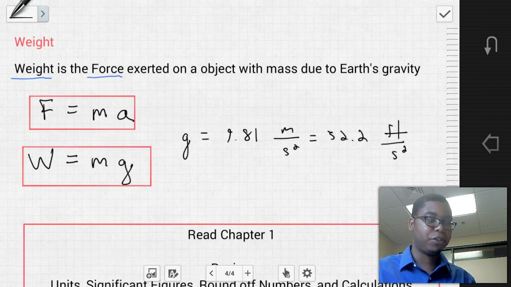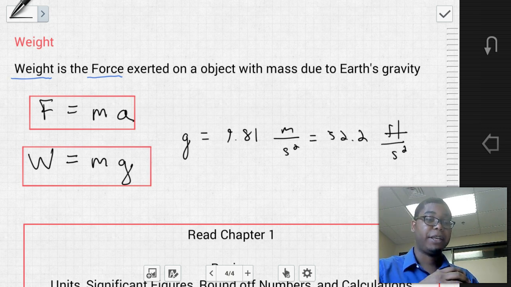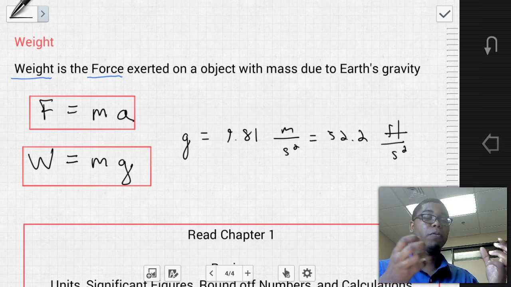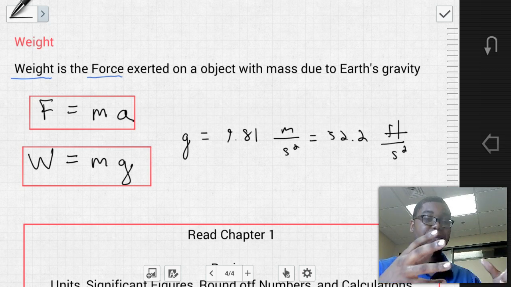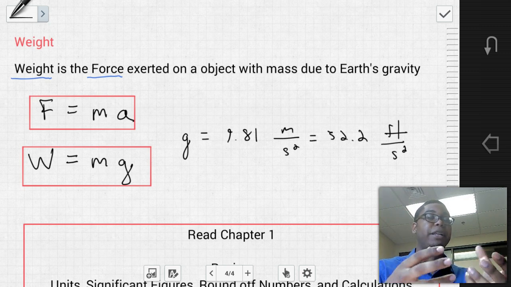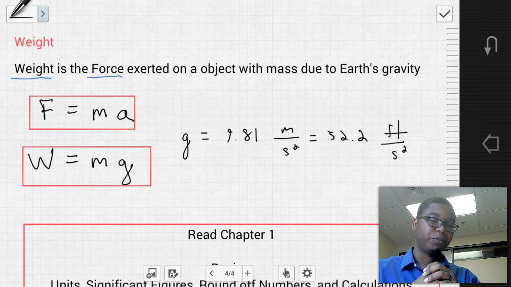Now let's look at the final principle that I'll discuss, and the rest you'll read in the actual book. The final principle we have here is weight. Weight is the force exerted on an object with mass due to Earth's gravity. Now remember, force is described as the push or pull on an object due to another object. So when we think of weight, weight is the interaction between an object that has mass with the mass of the Earth. So two objects with mass.